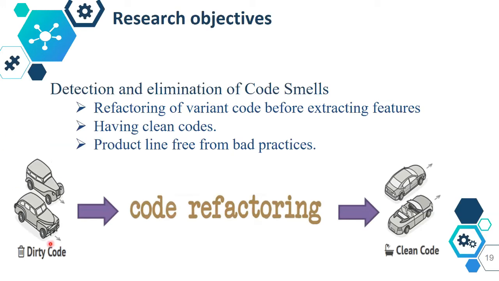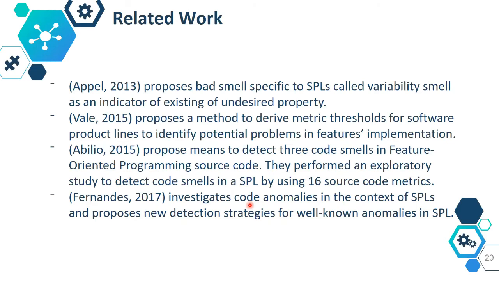Here our approach will be to detect. In the beginning we have a source code. We name it here a dirty code. We have a dirty code with a lot of code smells. We will try to clean this code. Here the purpose of the code refactoring is to detect and eliminate the code smells, refactoring the variant code before extracting the features, before doing anything related to our software product line. We need in the beginning to clean the code, and to have in the end a product line free from the bad practices.